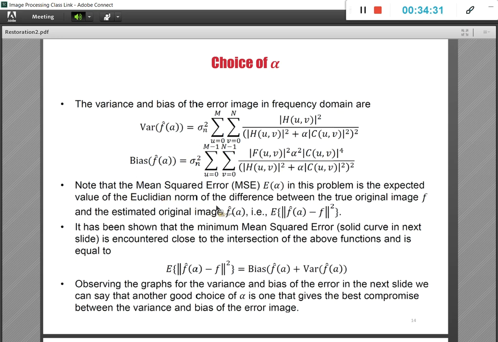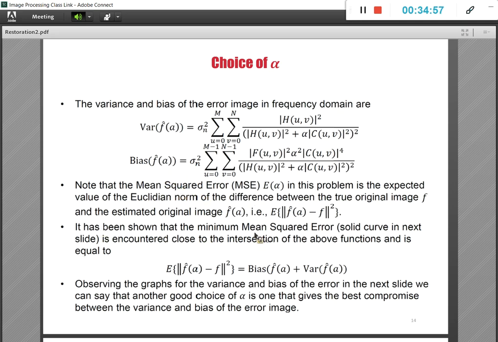Note that the mean squared error, E or E alpha, in this problem is the expected value of the Euclidean norm of the difference between the true original image F and the estimated original image F hat. That means E, or expected value, of the norm of F hat minus F. This is MSE, or mean squared error.